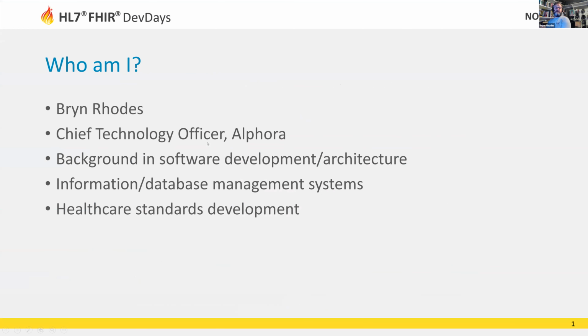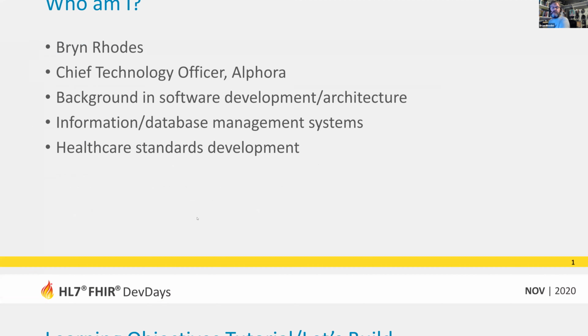So my name is Bryn Rhodes. I am currently the Chief Technology Officer for a company called FHIR. We do consulting, and I spend most of my day doing healthcare standards development. I've got a background in software development and architecture, specifically information and database management systems. And I'm the co-editor of the clinical quality language specification and editor of the clinical reasoning module in FHIR.